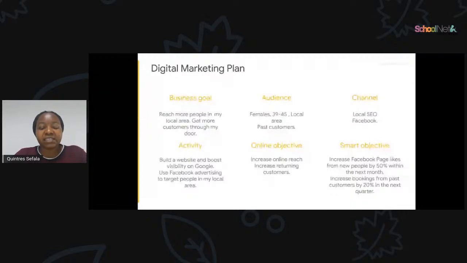Like I was saying, this is Mondley's digital marketing plan. From his online objective, which was to increase online reach and increase returning customers, we set that online objective into a smart objective where we included all the structure in terms of the time frame and how he's going to measure the specific objective. We said that he will increase Facebook page likes from new people by 50% within the next month. He would also increase bookings from past customers by 20% in the next quarter. So that is Mondley's digital marketing plan.